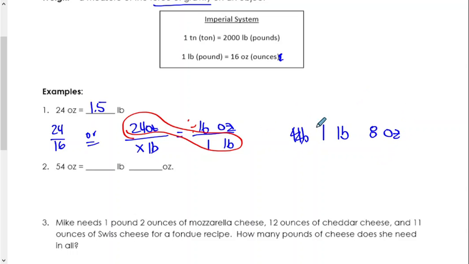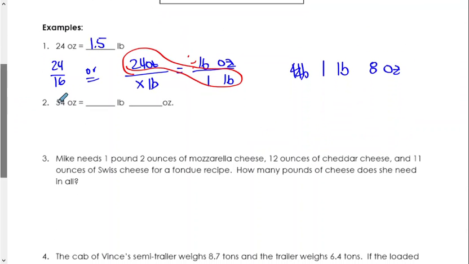But I did not ask you to do that in this question, but we are going to have to do that here. So I have 54 ounces and I want to know what that is, not in just pounds. I can't have just a decimal number, a nice easy one. I will have to have pounds and ounces. So 54 ounces, how many pounds and ounces will that be?